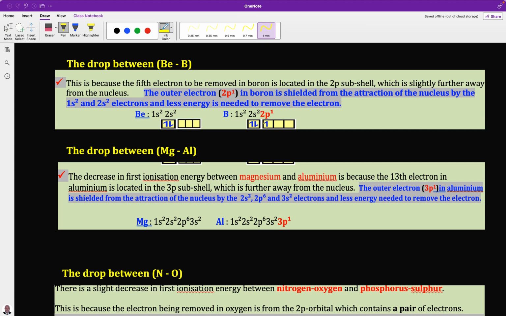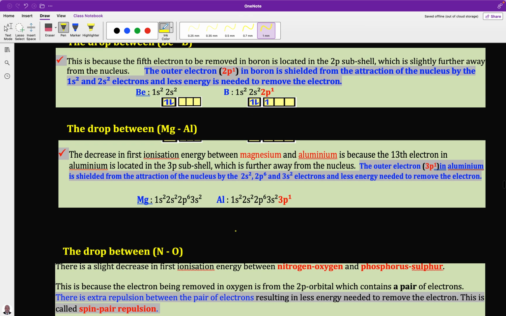Finish. This electron here is outside. So 1s2, 2s2 are shielding it from the attraction of the nucleus. So less energy is needed to remove this electron, and that is why boron has a lower first ionization energy than beryllium.